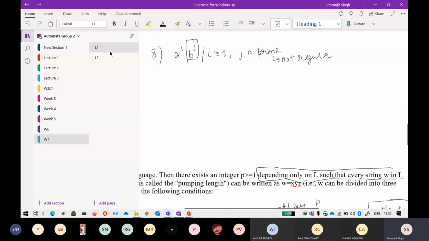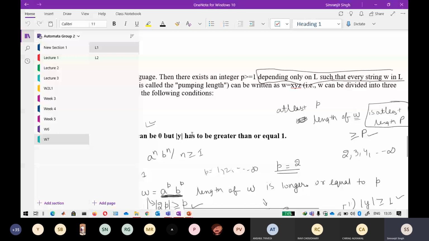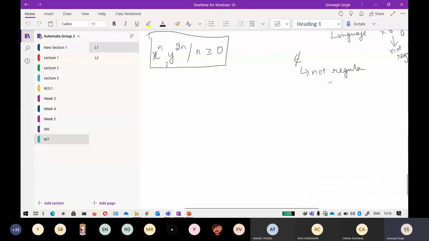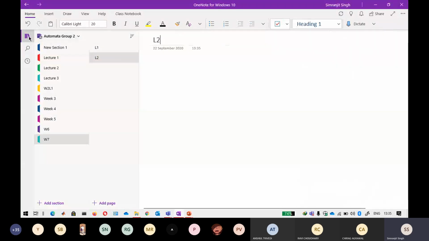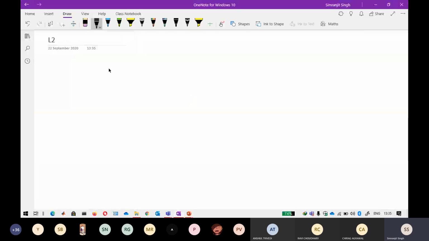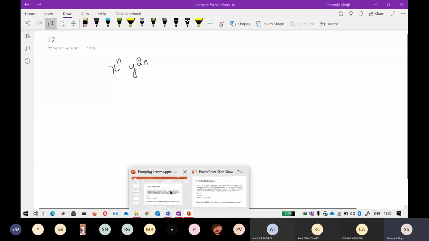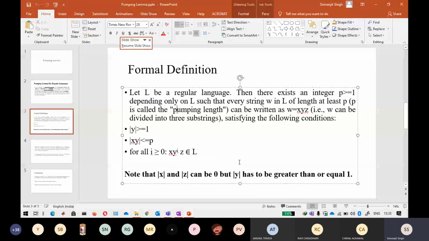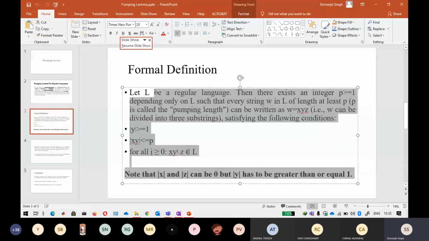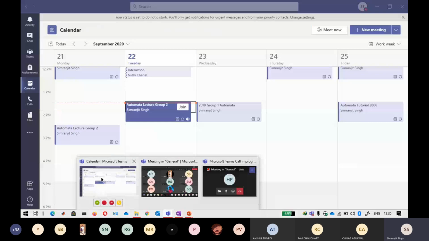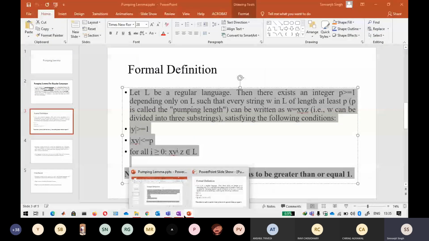We have done only one question, I think. Another question will be x raised to power n and y raised to power 2n. If you remember that part, I just copy and paste the definition here again so that it is right in front of you and you can see the conditions before.